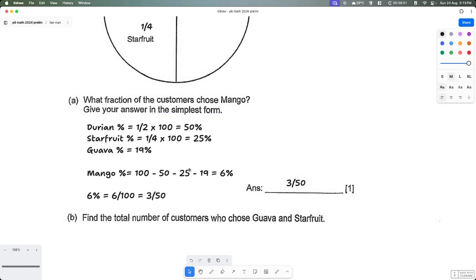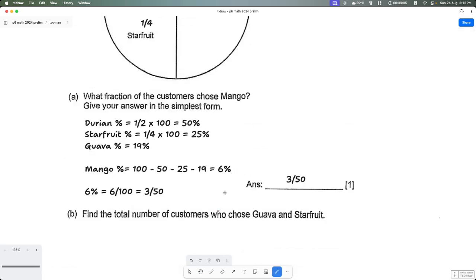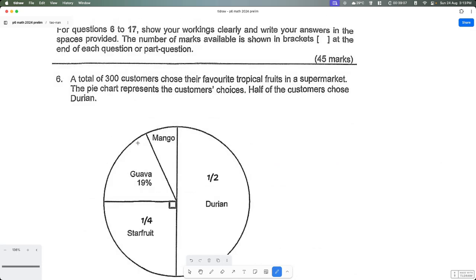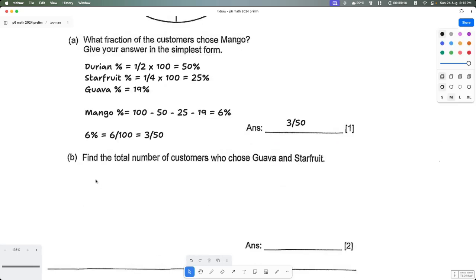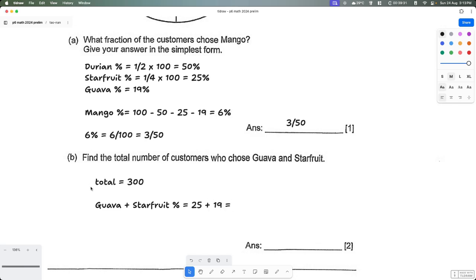Okay, so part B over here. Find the total number of customers who chose guava and starfruit. So guava and starfruit. So total of 300 customers. So total is equal to 300. Then guava plus starfruit percentage is equal to 25 plus 19, which is equal to 44. 25 plus 19 equal to 44%.